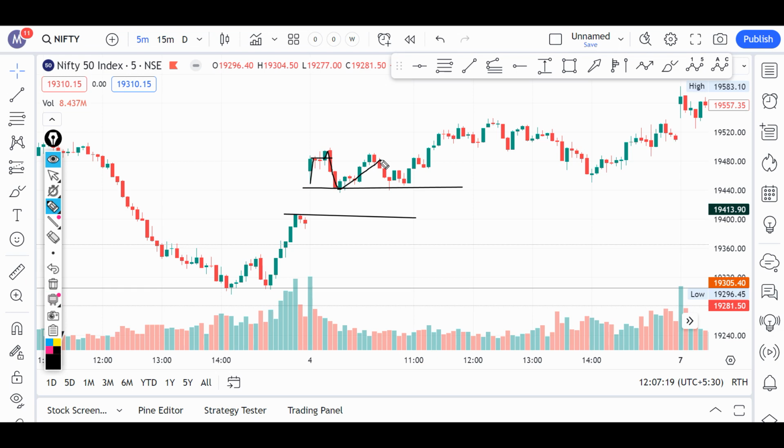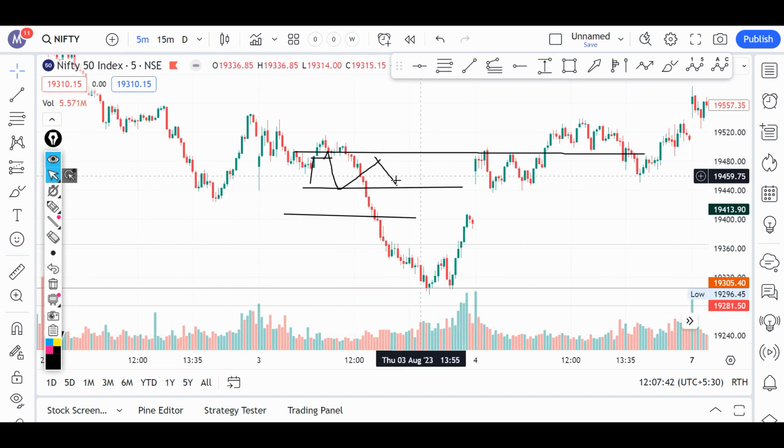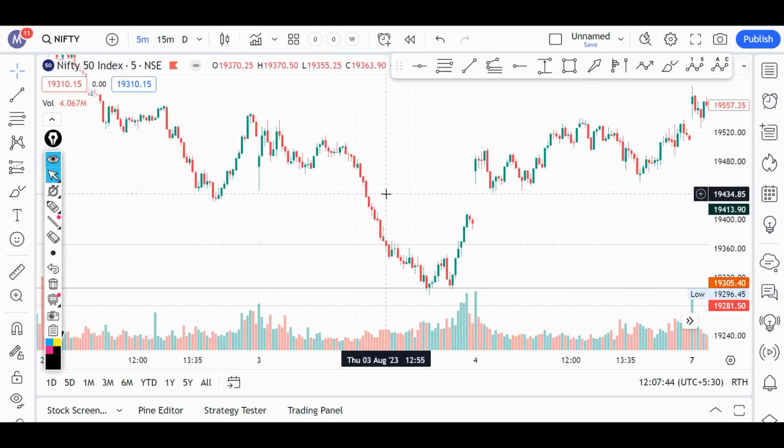Then again it takes a bounce, then again it comes down. In this phase, in these particular places, what is going to happen? Your option premiums are going to melt. So it is very important that first you understand what your overall trend is.